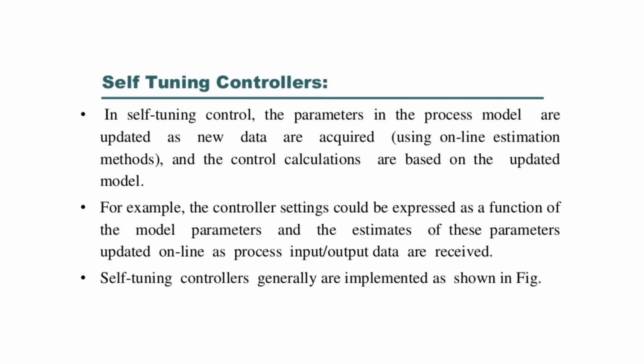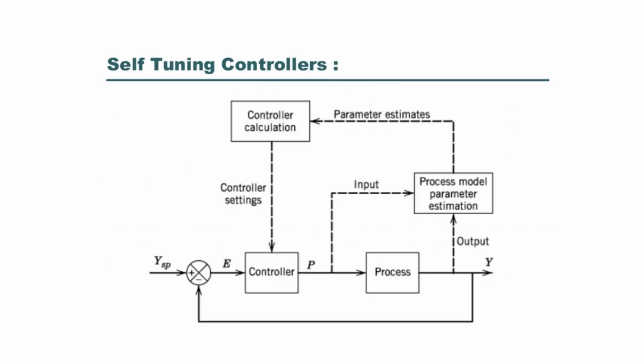In a self-tuning controller, the parameters in the process model are updated as new data are acquired, and the control calculations are based on the updated model. Online estimation methods are used. For example, the controller settings could be expressed as a function of model parameters, and the estimate of the parameters is updated online. You can see the block diagram representing the self-tuning controller.